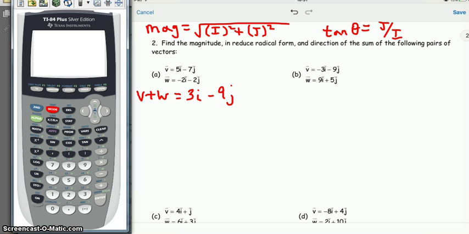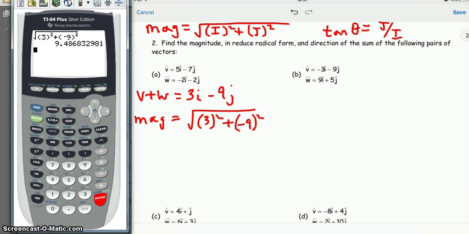The magnitude is simply the square root of the number in front of i squared plus the number in front of j squared. So magnitude in this case is going to be the square root of 3 squared plus negative 9 squared. I could plug that in my calculator like so. I do get 9.487 as my answer.